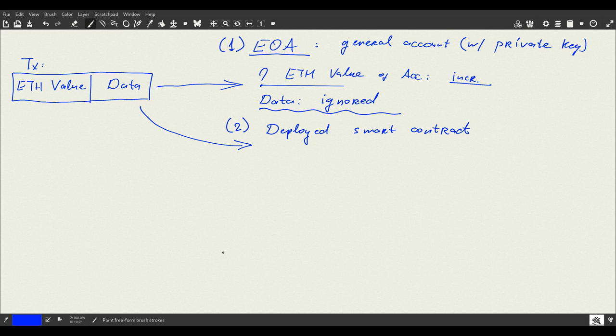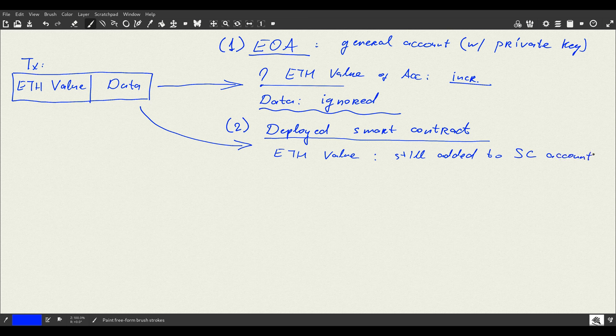Now, if the account to which this transaction is sent is that of a deployed smart contract rather than an EOA, then the situation becomes much different. So first of all, the ETH value is still added to the smart contract account.